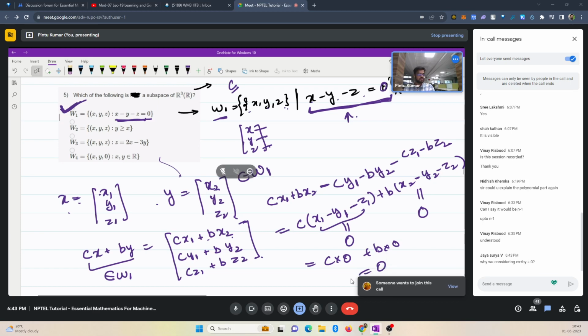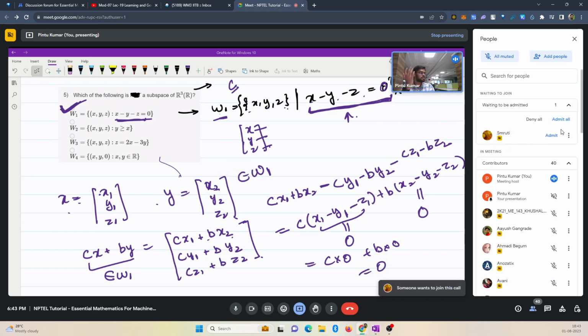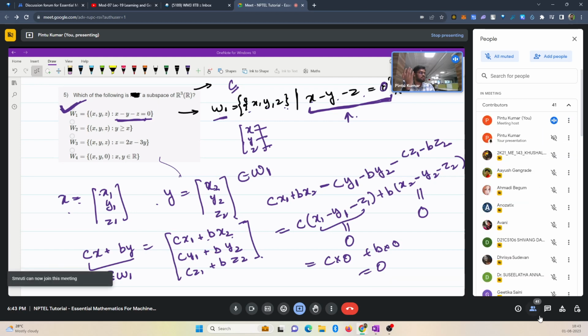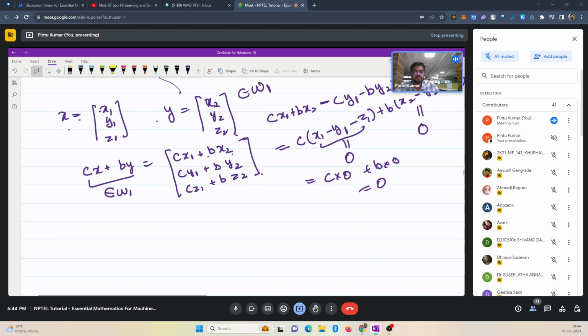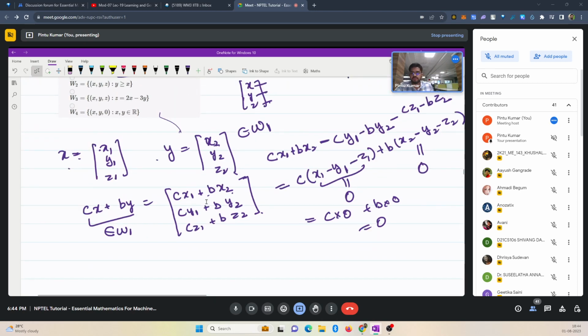So if somebody gives you some arbitrary set and asks you how to check whether this is a vector space or a subspace or not, then you will do this kind of thing. I checked for one. I'll go for the second one also, and the third and fourth you can try on your own later on. The second one is W2, given by (x, y, z) such that y is greater than x.